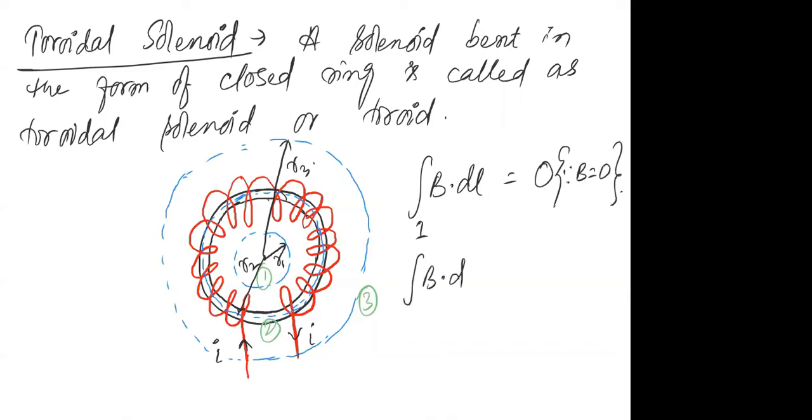Similarly, I will write this for loop 3 first. If I take the line integral over loop 3, what would I get? I'll again get 0. Why? Since this loop is outside the core of the solenoid, and there also the magnetic field is 0, hence it will also be 0. So the only loop that is remaining is loop number 2. Now I'll be talking about this loop.